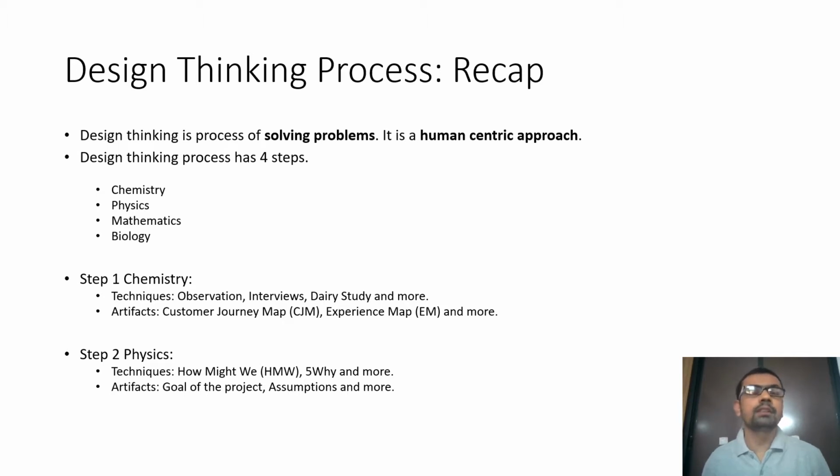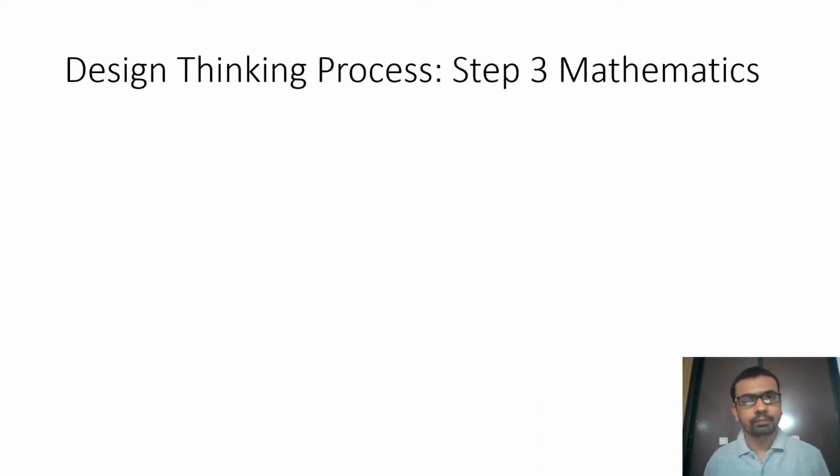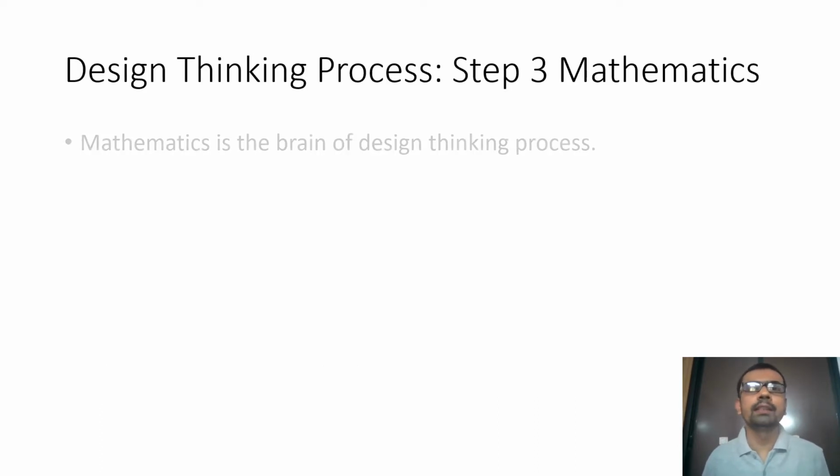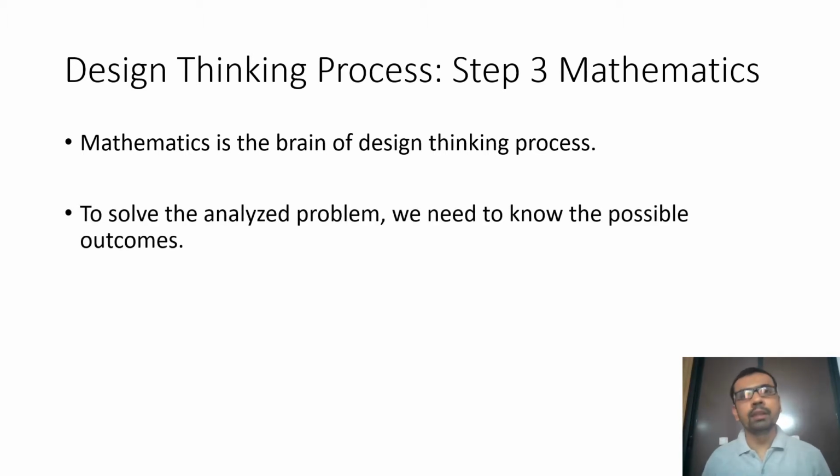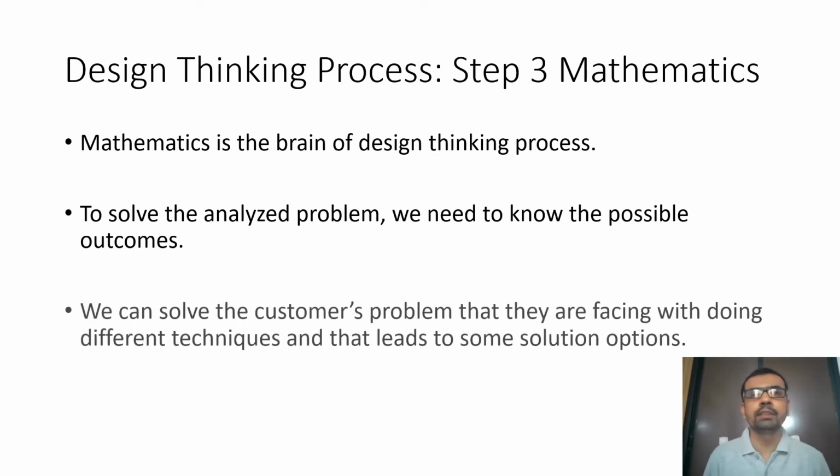Today we will discuss step number 3, and that is called mathematics. As we all know, mathematics is the brain of the design thinking process. We need a creative mind in mathematics to solve the customer problems. This is the step where we need to be creative. We need to solve the problems we analyzed in the previous steps, and we can do it with different techniques and methods. There are plenty of methods out there, so let's dig into it to solve the problem.